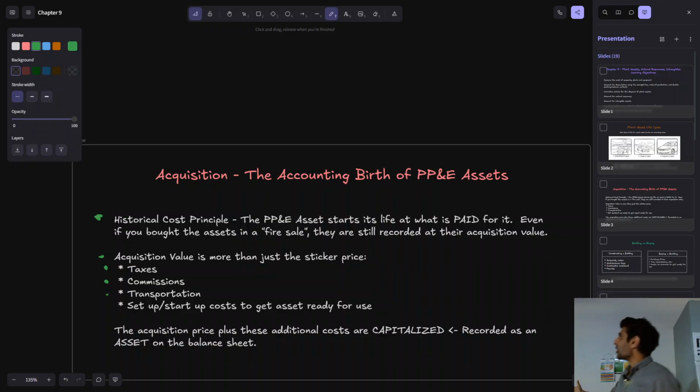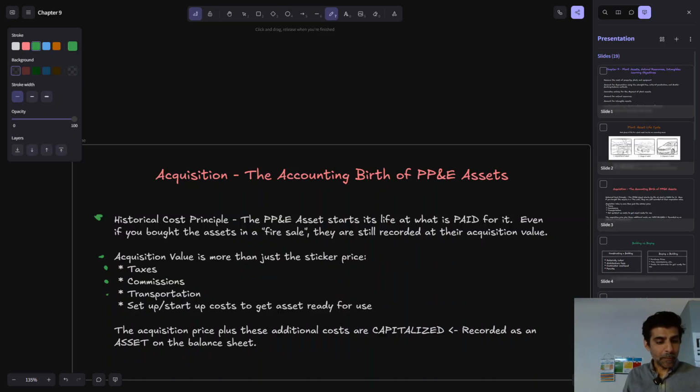So let's say you're Intel, you bought one of those machines, it's going to be $200 million or 300 million. Then the cost to transport it from the Netherlands to wherever your plant is, Arizona, where they're building new chip fabs, and the cost to install it, which is also going to be very expensive because it's so complex. All that stuff is going to be capitalized as the cost of this machine.